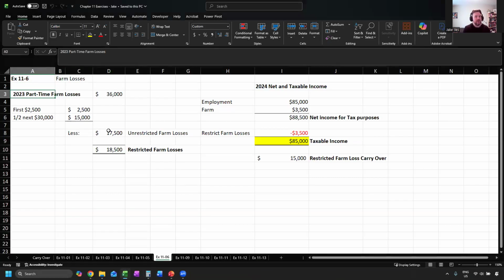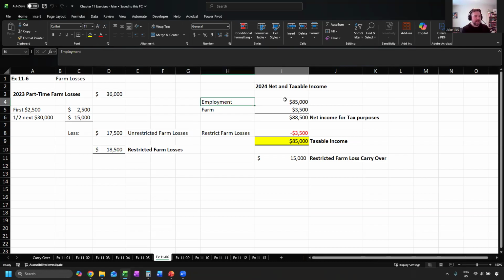In 2023, we had to figure out how much of the $36,000 was used as unrestricted farm losses. We took the first $2,500, then we took half of the next $30,000. That consumed $17,500 of unrestricted farm losses. She used those against her employment income. From the $36,000, she used $17,500. It left $18,500 on her account to use against future farm income.